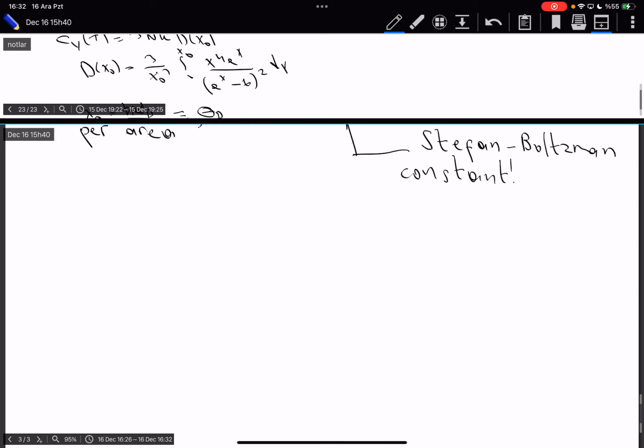Now let's calculate the pressure. How do we calculate the pressure of an ideal gas? An ideal bosonic gas.